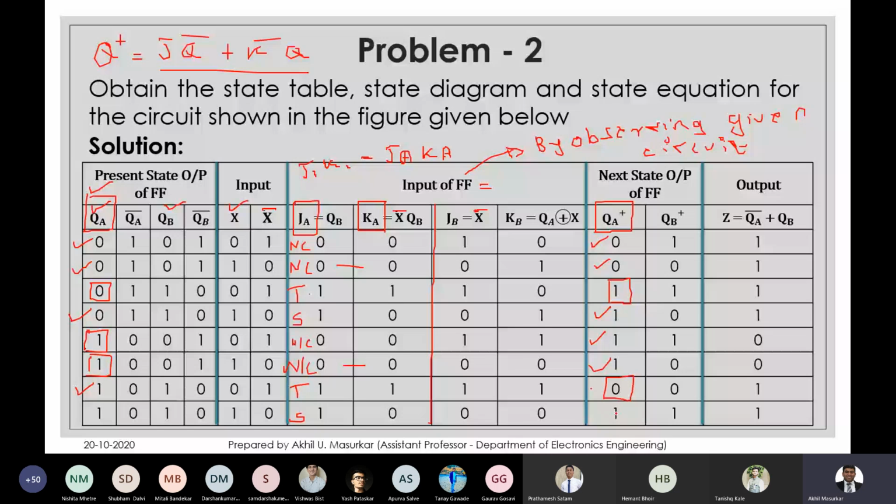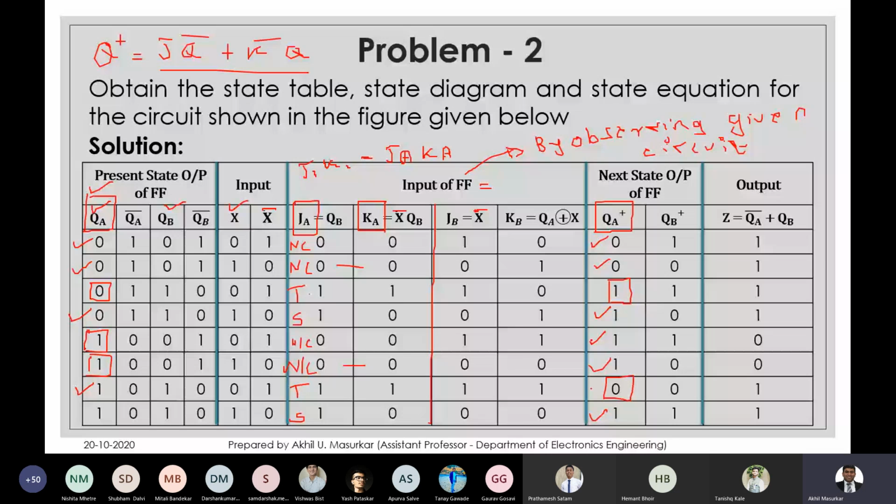So you can see that in these two places, if you observe QA plus, where I have put a box, those are my toggle conditions. And for toggle, you need to see what is the previous state output, that is our present state output, that is 0. If it is 0, it should go to 1. That is toggle and go to 1. And if the present state output is 1, it should toggle and go to 0.